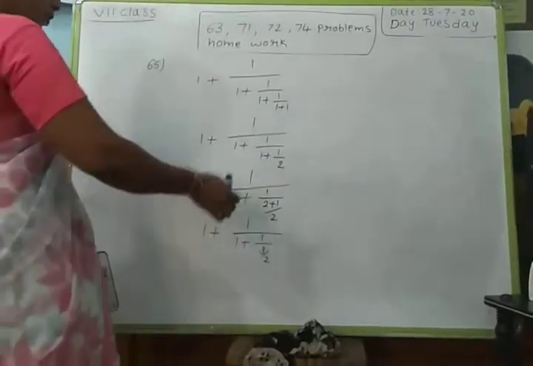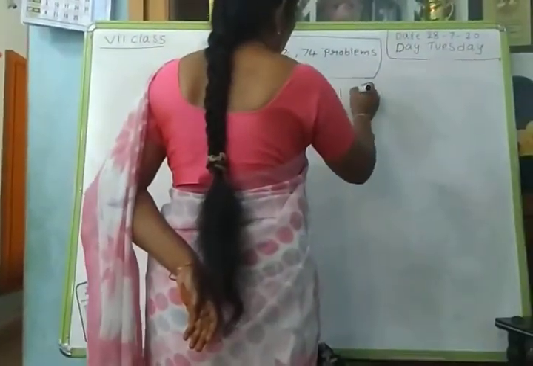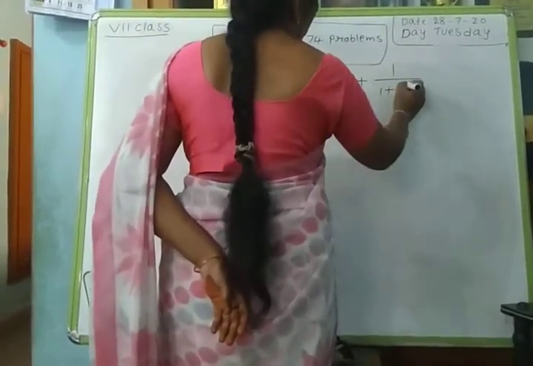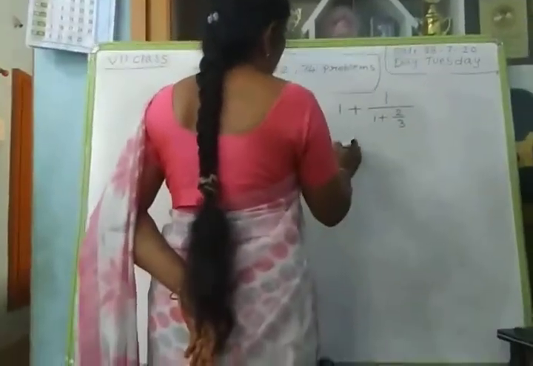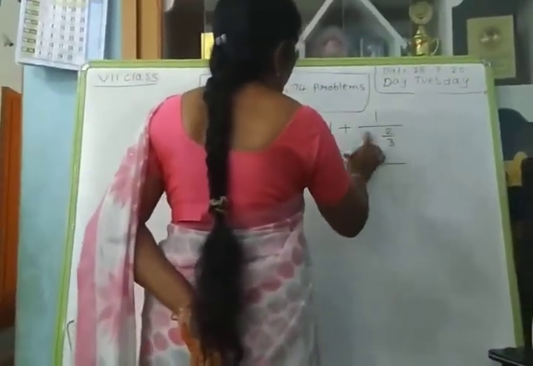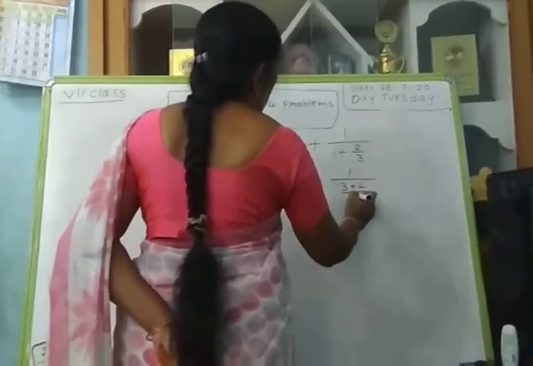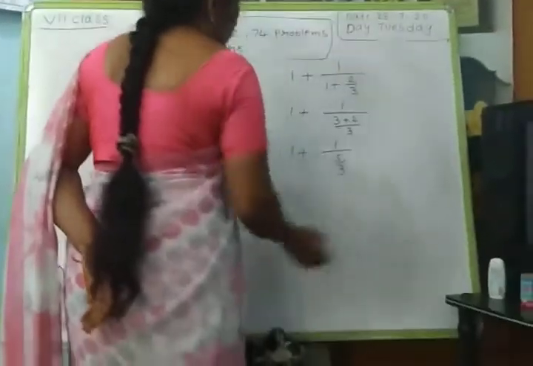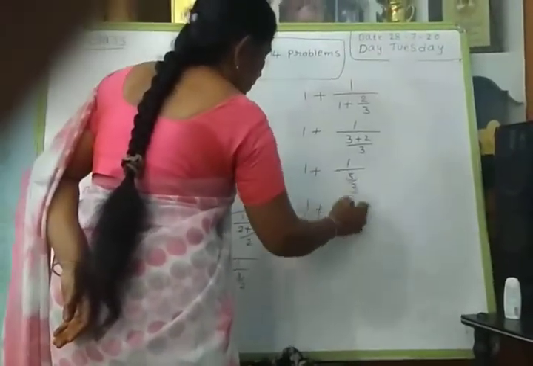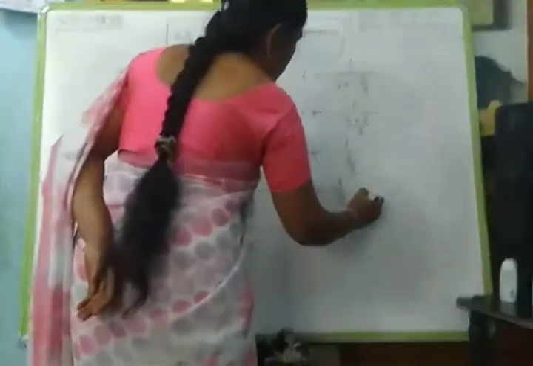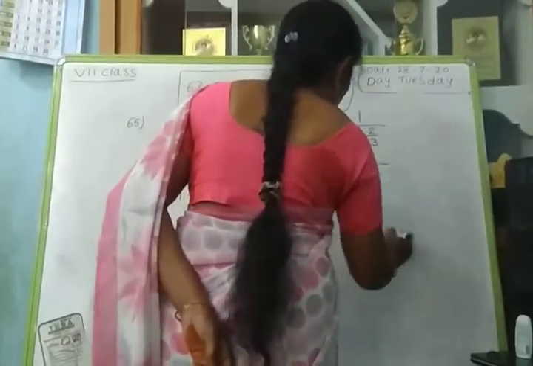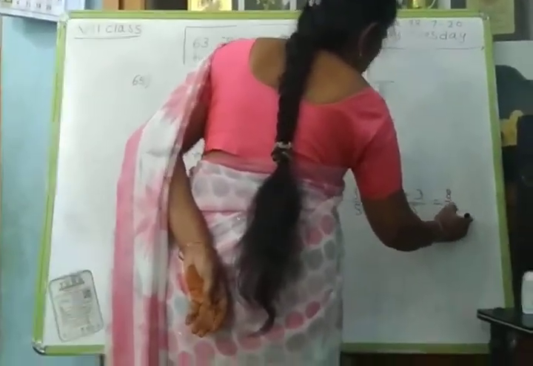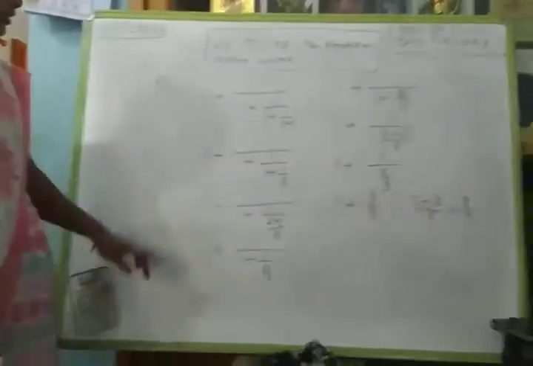So already we got this before in a problem. What we have to do? 1 plus 1 by 1 plus 3 by 2, reciprocal 2 by 3. Again LCM 3 ones are 3. 3 plus 2 by 3. So 1 plus 1 by 5 by 3. Again what you have to take? Reciprocal 3 by 5. So again LCM how much? 5. 5 ones are 5 plus 3. 5 plus 3 how much? 8. So 8 by 5. So like this you have to do.